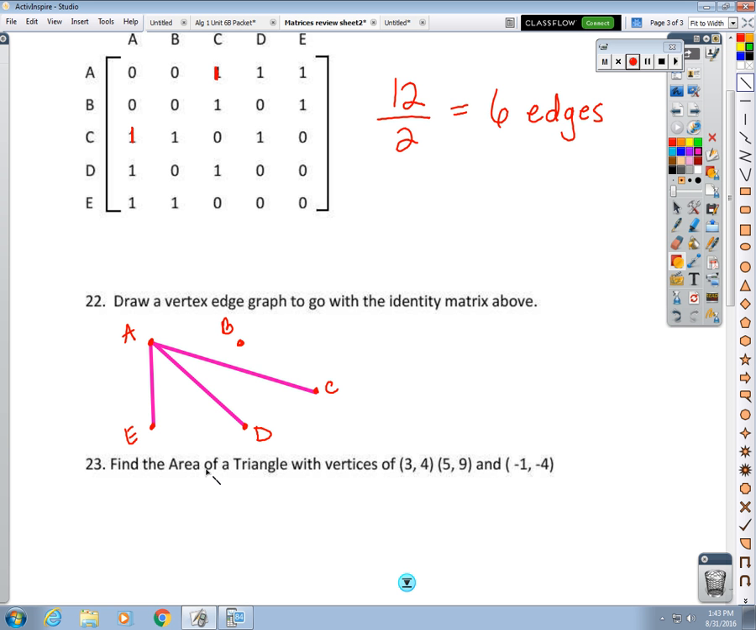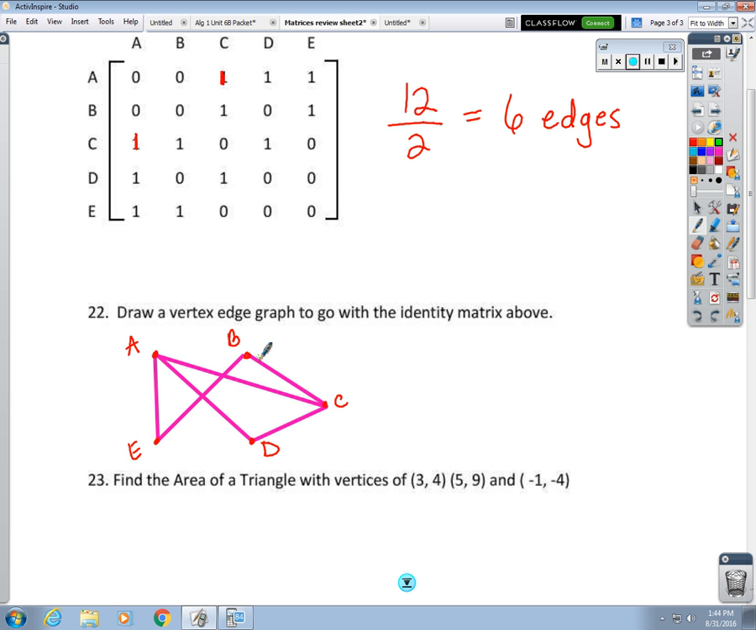Okay, B needs to connect to C and E. So B connects to C, B connects to E. C connects to A, B, and D. So A, B, I only need to do D. And then D connects to A, which we've already done. D connects to C is already done. E connects to A is already done. E connects to B is already done. So that's it. Now, we could go back and check. There are 1, 2, 3, 4, 5, 6 edges. So we know now that we did that right.